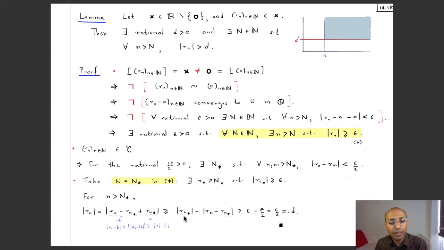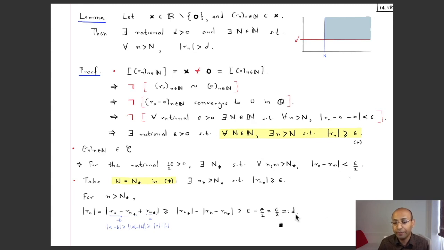So we have this thing, and what do we know? We know that mod of Rn star is bigger than or equal to epsilon, and on the other hand, from over here, whenever I have two indices which are bigger than n star, the mutual distance is less than epsilon by 2. Now this little n star is bigger than this capital N star, as well as we are taking this n which is bigger than capital N star, and so this mutual distance is less than epsilon by 2. So the minus of that will be bigger than minus epsilon by 2. So you get epsilon minus epsilon by 2, which is epsilon by 2, which is a rational number.